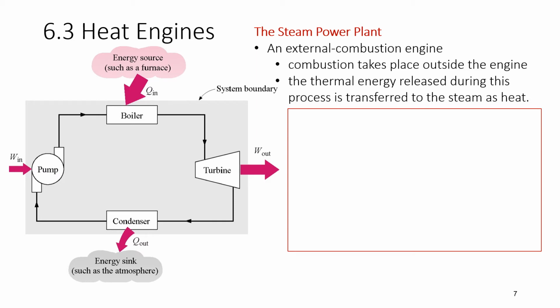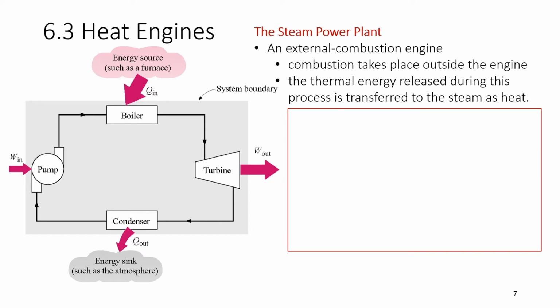Thermal energy released during this process is transferred to the steam as heat. So when you look at this diagram, the combustion is happening in the furnace. The furnace is the energy source, the reservoir, and the sink is maybe just the atmosphere. So let's look at the entire system. The plant is the whole thing. You see, the heat engine is the whole thing. It's not just one device. It's made up of different devices.